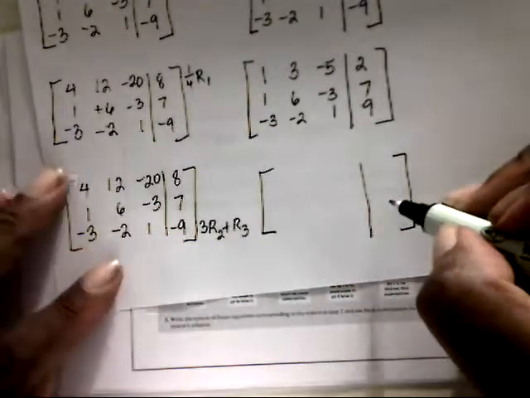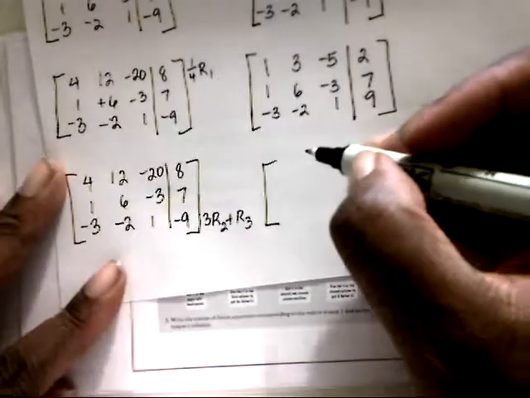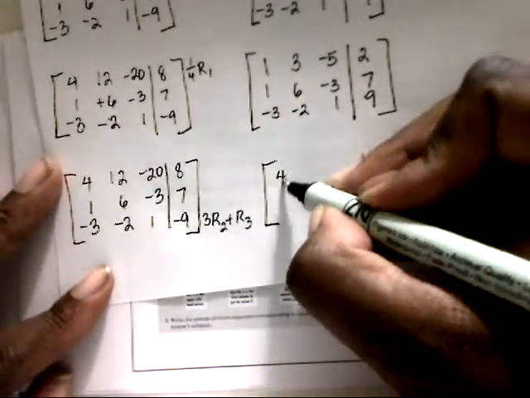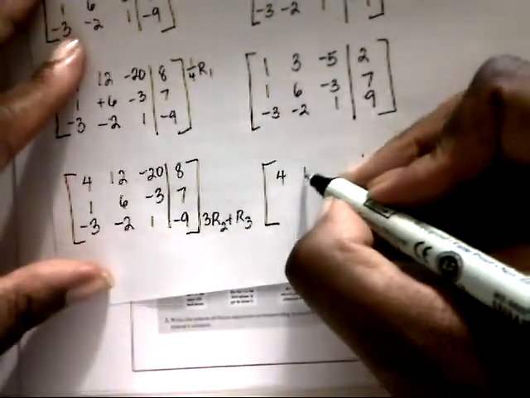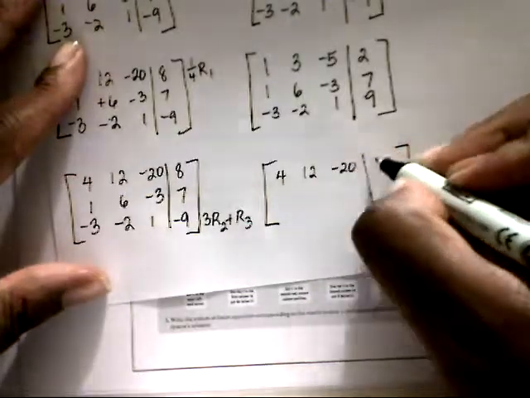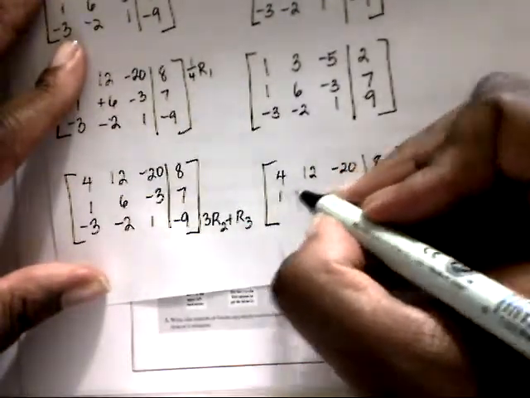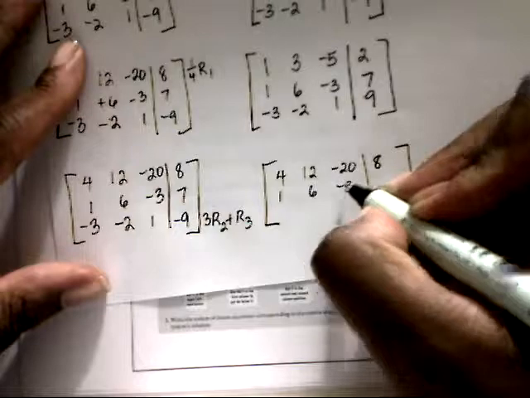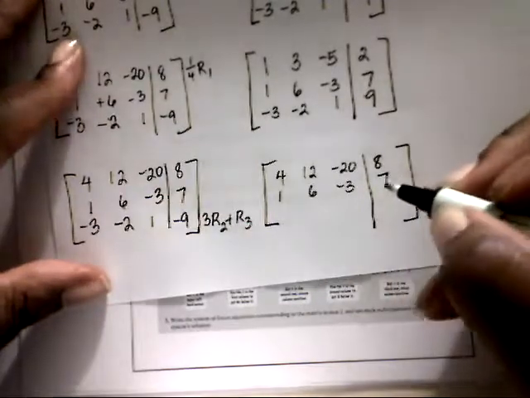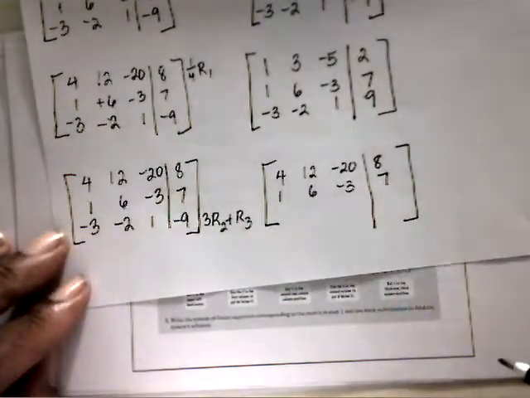So row 3 is going to change. The first 2 rows are going to stay the same. So here this will still be 4, 12, negative 20, and 8. The second row is 1, 6, negative 3, 7. Okay, now this is what I'm going to do here. I'm going to take each element in row 2, multiply it by 3, and then add that to row number 3.